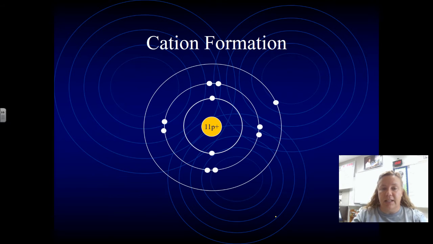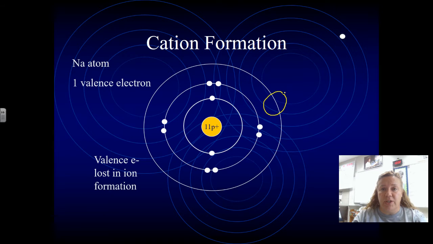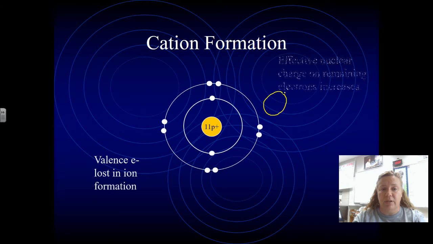Let's think about this in terms of a picture with a Bohr model. So this particular picture indicates sodium. We have a sodium atom with one valence electron. Notice our valence electron's right here. That valence electron is lost in the ion formation. So the valence electron goes away, and therefore we lose the entire outer shell, or the entire principal energy level.